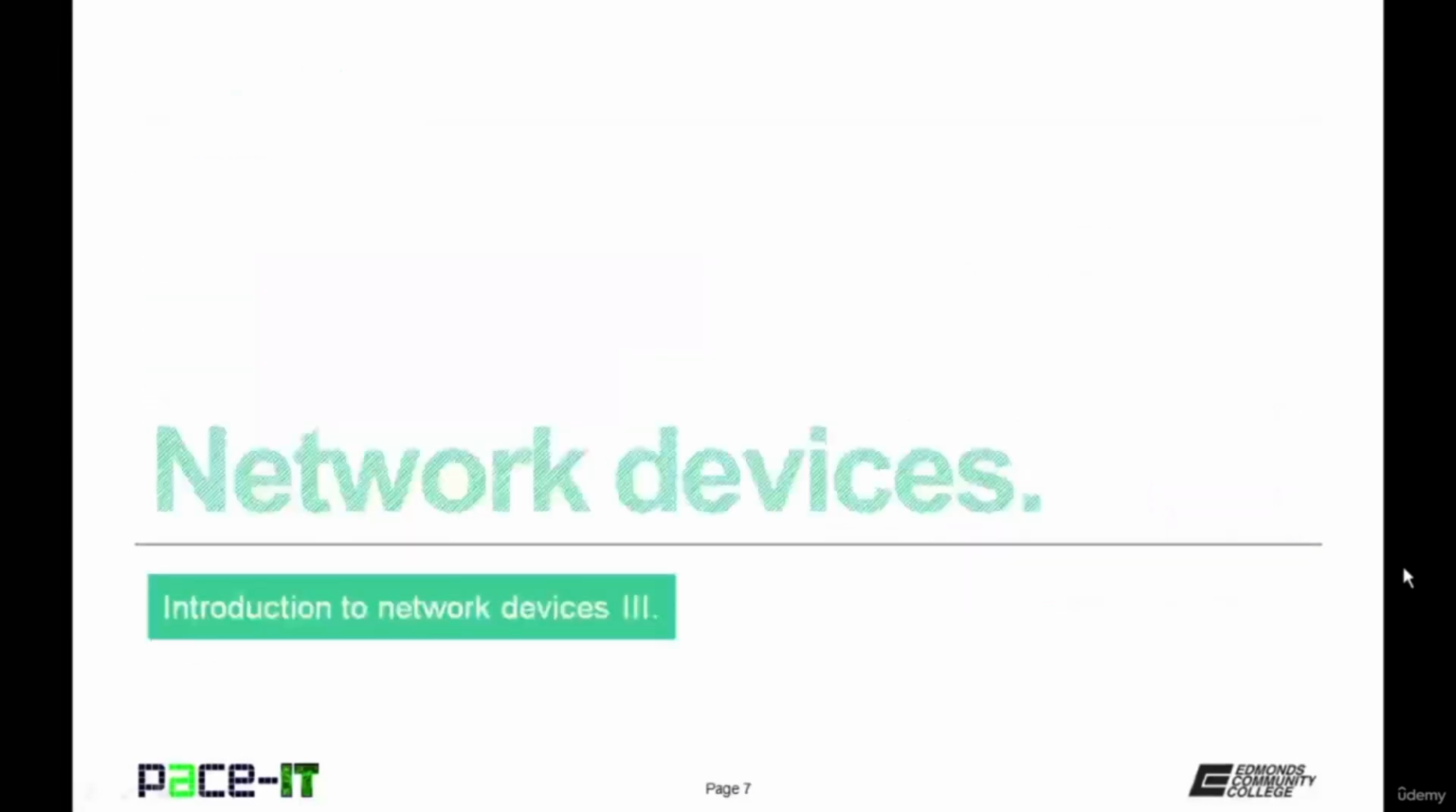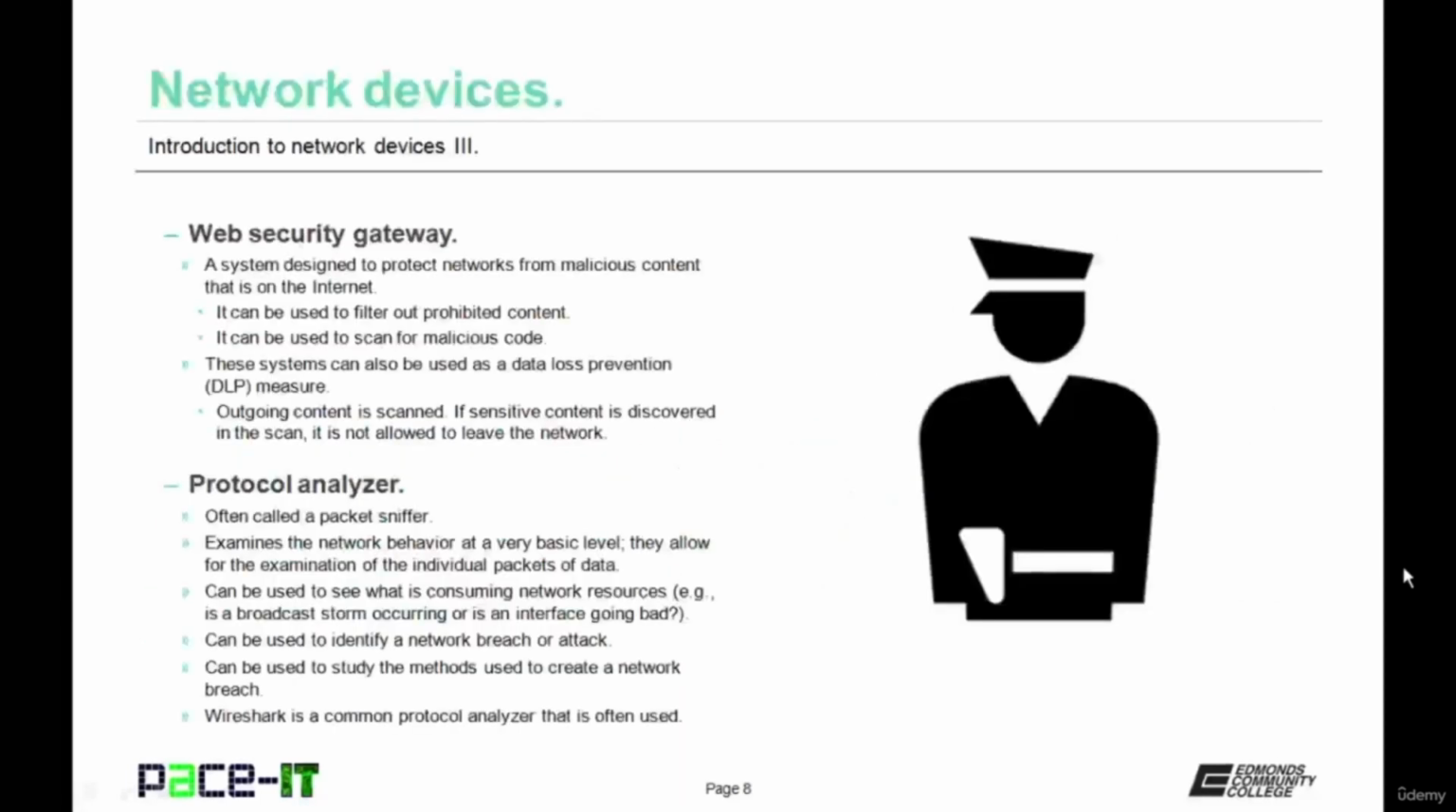Now let's move on to a brief discussion of some network devices. First up is the Web Security Gateway. It's a system designed to protect networks from malicious content that is on the internet. It can be used to filter out prohibited content. It can also be used to scan for malicious code.